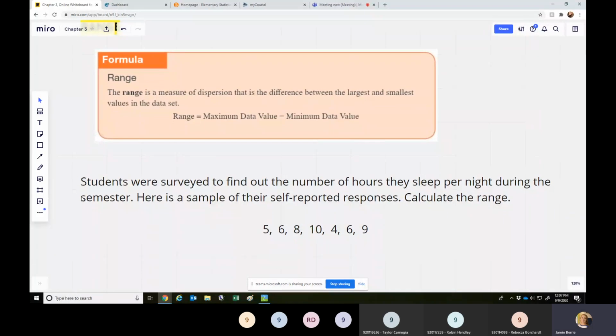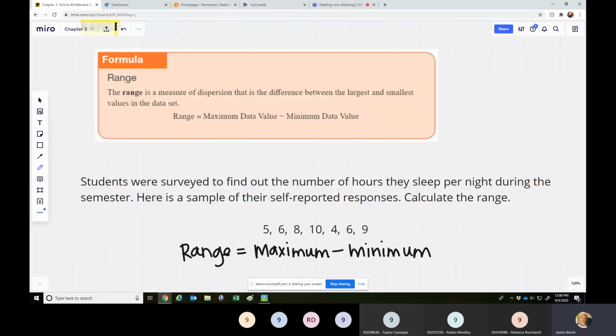All right, so let's look at this example. Students were surveyed to find out the number of hours they sleep per night during the semester. Here's a sample of their self-reported responses. Calculate the range. Typically, if I have a small data set like this, I don't worry about plugging it in my calculator to find the range. But if you really wanted to, to make sure that you didn't make any mistakes, you could do this in the calculator, and I'm going to show you that on the next example.